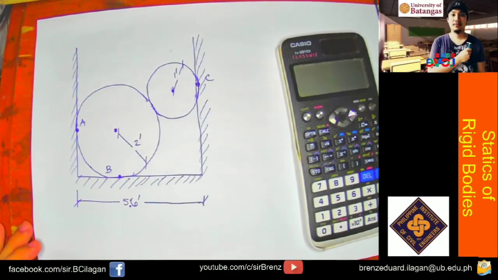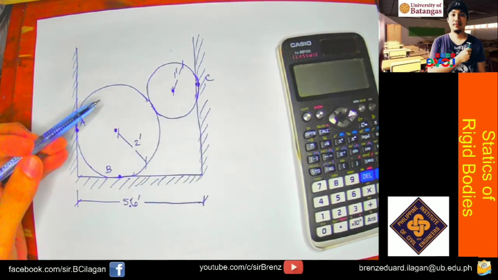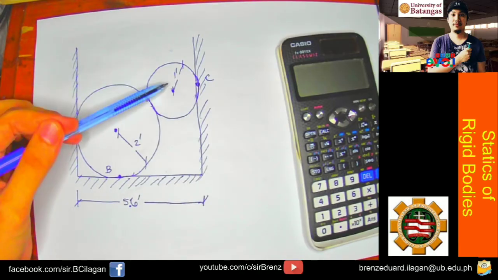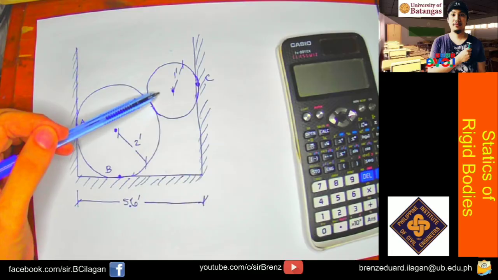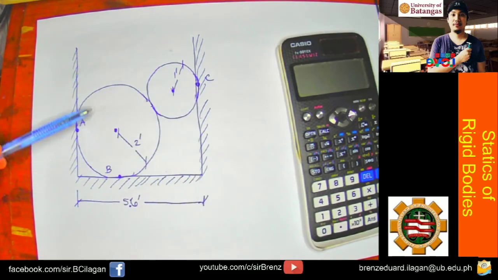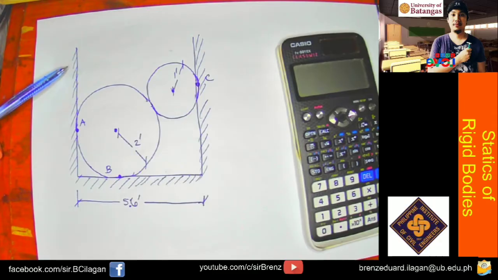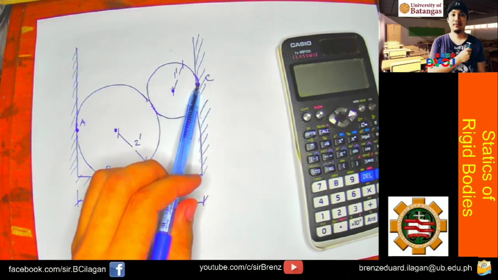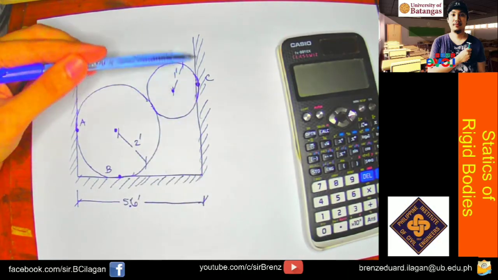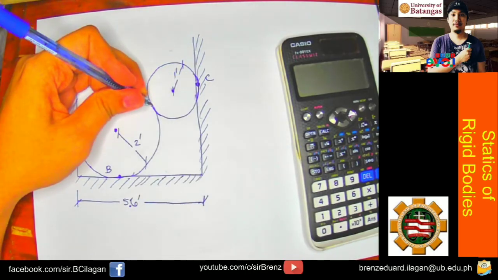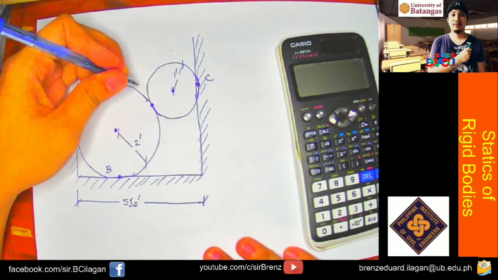Okay guys, so for problem number 3, we have two cylinders, the larger weighing 400 pounds and the smaller cylinder weighing 200 pounds. Assuming that the contact surfaces are smooth, we need to determine the contact pressure at points A, B, C. The drawing is a bit overdone, but it is just at the wall. And point D is the contact pressure between the two cylinders.